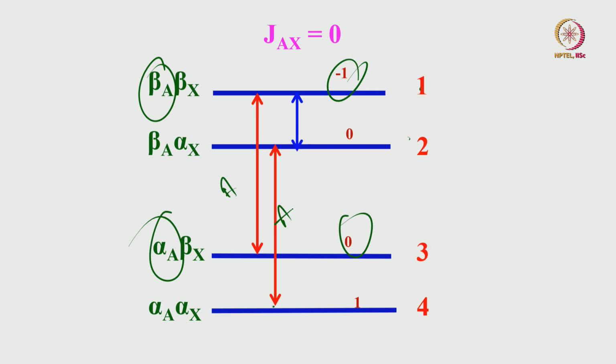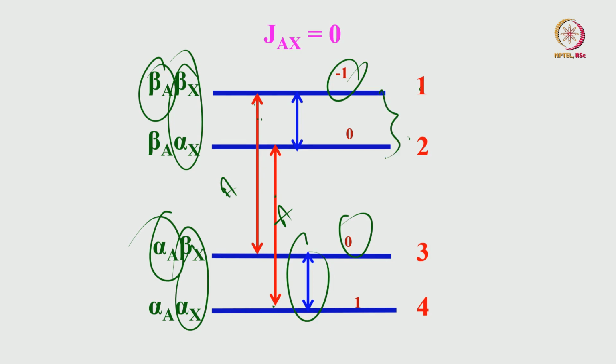What about this one, 1 to 2? This is allowed where the X spin is changing its orientation from alpha to beta. Similarly, here also 3 to 4 is allowed. Again it is an X transition because the X spin is changing from alpha to beta and vice versa. But remember, this frequency is the same. This energy separation is identical. This energy separation is identical.